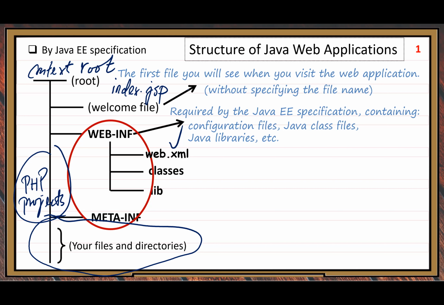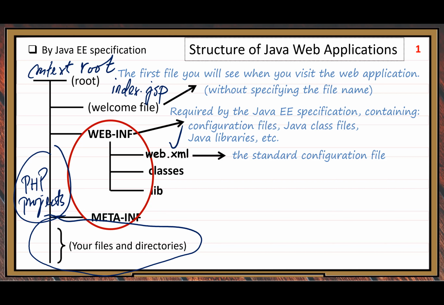Then Java class files. That means the compiled Java class files. And the Java libraries, usually .jar files. So that is the WEB-INF folder. This folder is very important. Then this web.xml file, another important file, the standard configuration file.